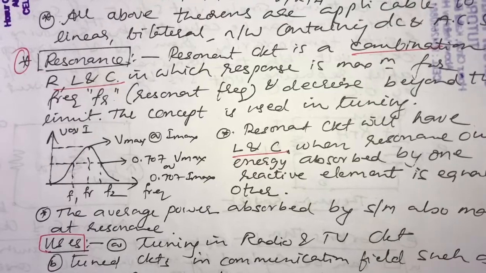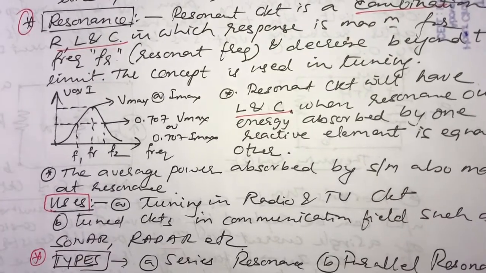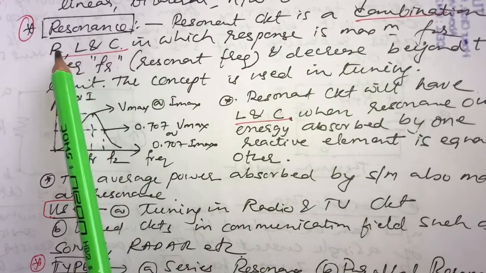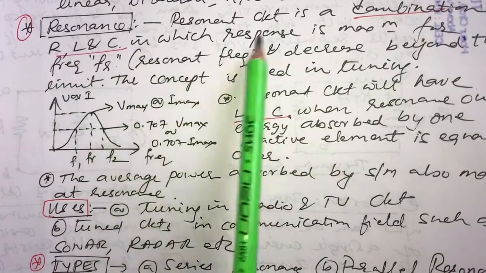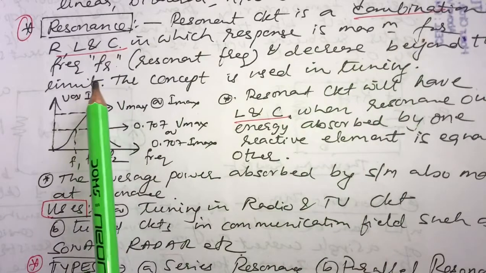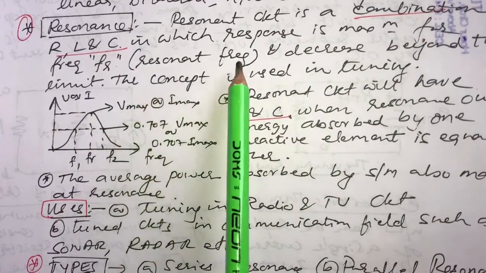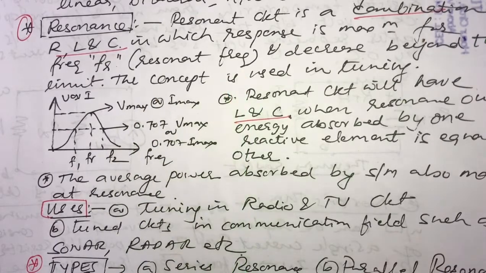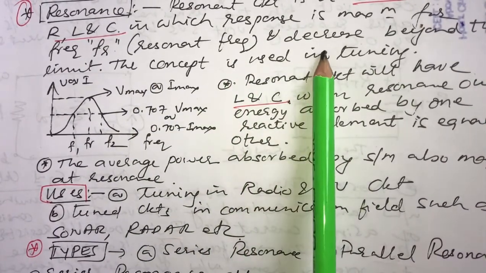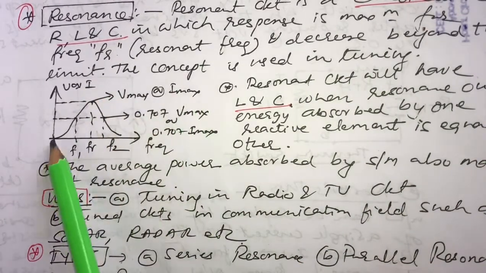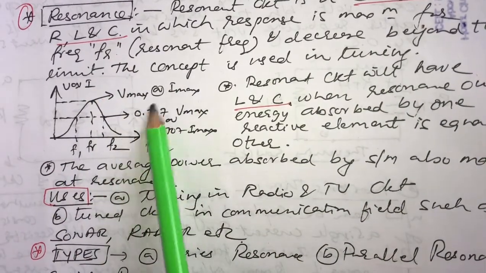Students, the next topic is resonance. So, what is resonance? A resonance circuit is a combination of RLC, resistor, inductor, and capacitor, in which the response is maximum for the frequency FR. For a particular frequency called FR, the resonating frequency, the response will be maximum, and it decreases beyond this limit. A bit to the left or to the right, it decreases.